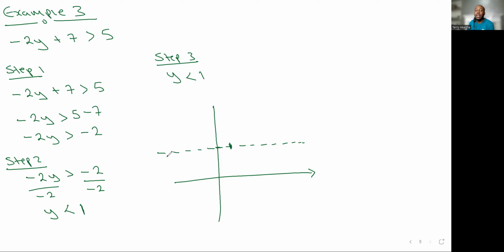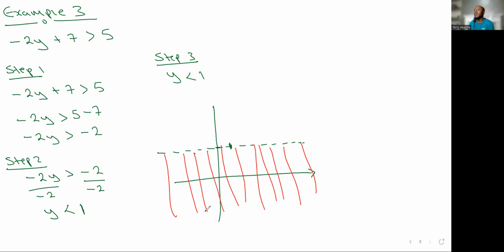Now, because it's less than, I'm going to sketch what? Below the line for this. So this is where the range of answers for these are. Is that okay? All right. So I'm going to see if I can pick one more question on this.